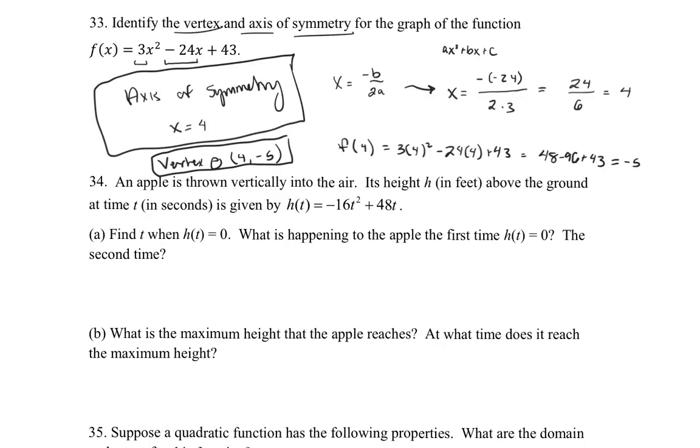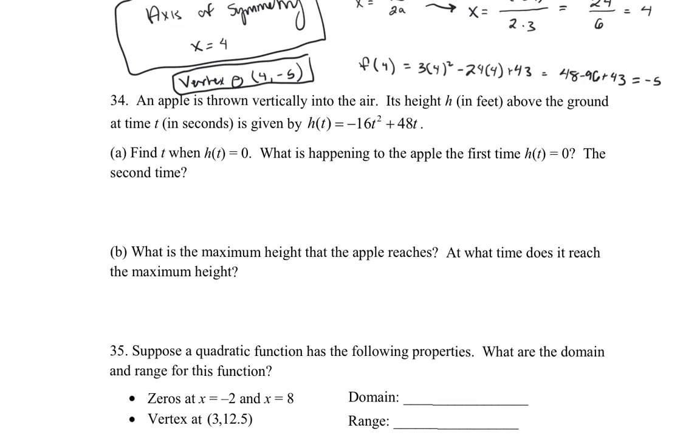Next, we have that an apple is thrown vertically into the air. Its height in feet above the ground at time t is given by this function. So what we want to do is solve for t when h of t is equal to 0. So to set that up, I'm going to say h of t is equal to 0, or negative 16t squared plus 48t. Now if we notice, that function still says 0 on the left-hand side. That's equal to, we factor out a t, we're left with negative 16t plus 48.